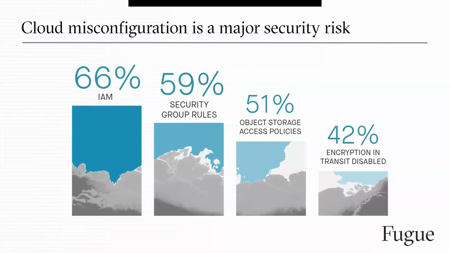More than half said security group rule misconfiguration was a concern. Security groups on cloud are essentially firewalls. They are ingress and egress via TCP/IP to cloud resources. And then just over half said object storage access policies. So this is the infamous S3 bucket misconfiguration that folks read about in the news a lot.